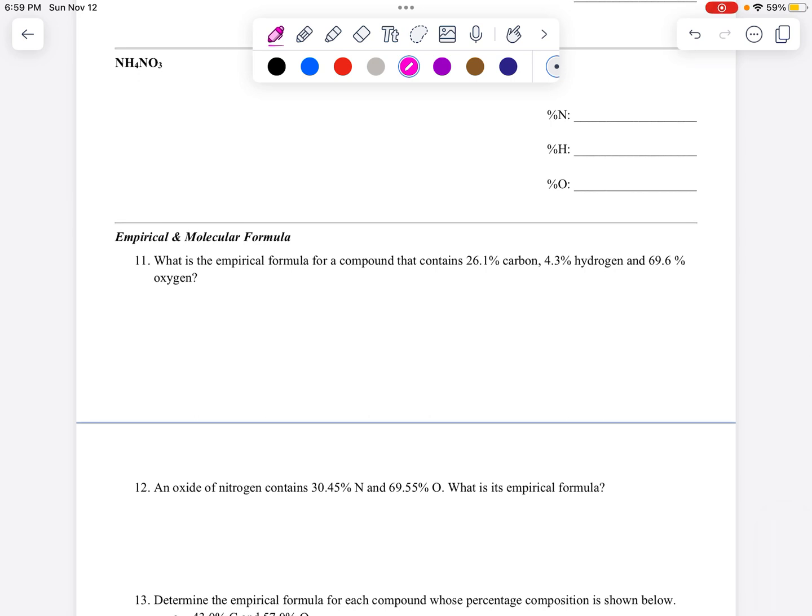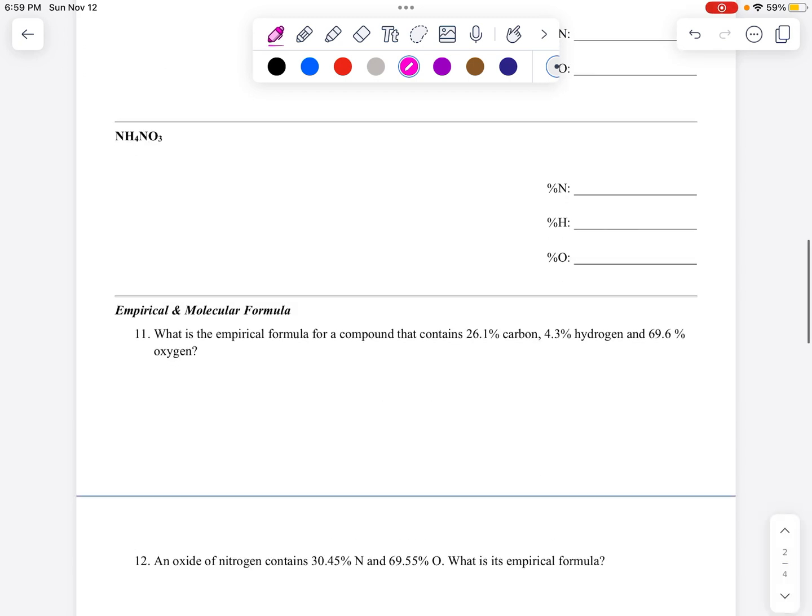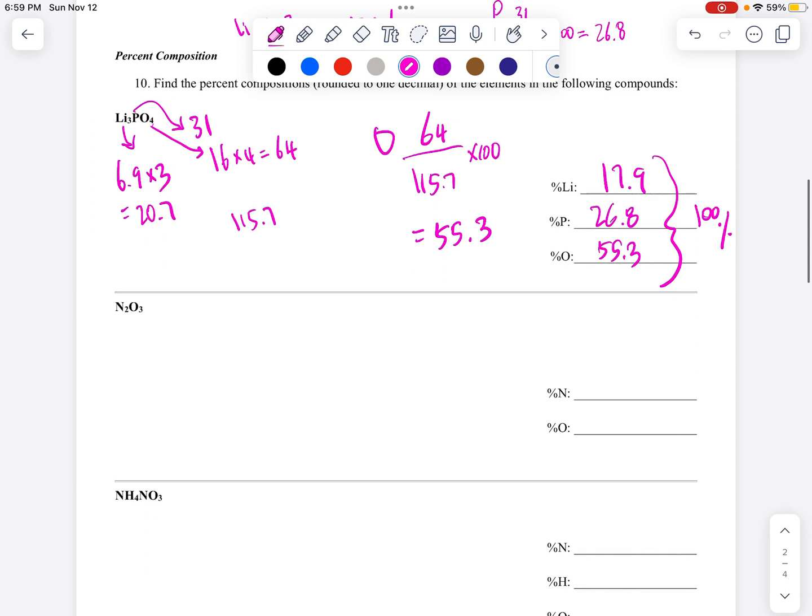Now, a quick note of reminder. Empirical formula tells us the chemical formula of an unknown substance. We are using the percentage composition that we determined just before, the lithium, phosphorus, and oxygen. So we're using the percentage makeup, and we can determine the chemical formula using those percentages.